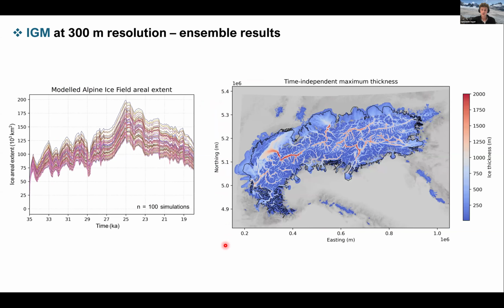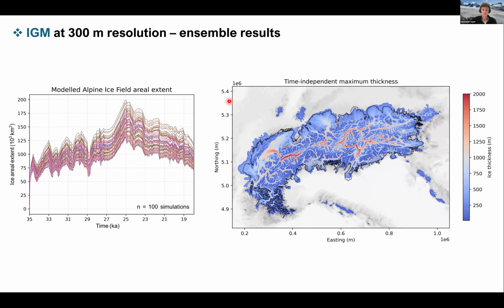Okay, so initial results from the ensemble. We have 100 simulations. Here you have time series on the left from 35,000 years ago to 18,000 years ago of modeled areal extent. And you can see the LGM is around 25,000 years ago. That's when you have the maximum extent.